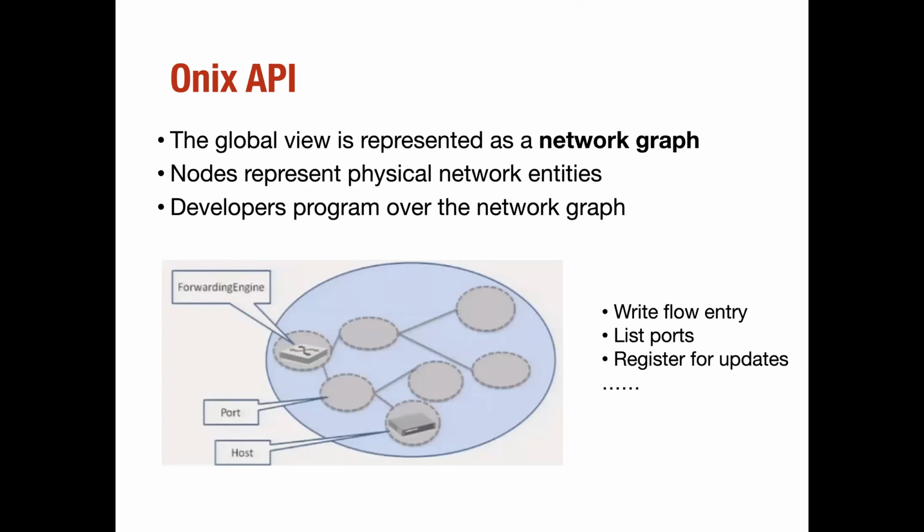All right. From API perspective, Onyx is offering this global view as a network graph. The nodes represent physical network entities and the developers program over the network graph, right? So it has a node for a port, it has a node for host, and then you can express the programs on these. You can write, go from node 1 to node 2.